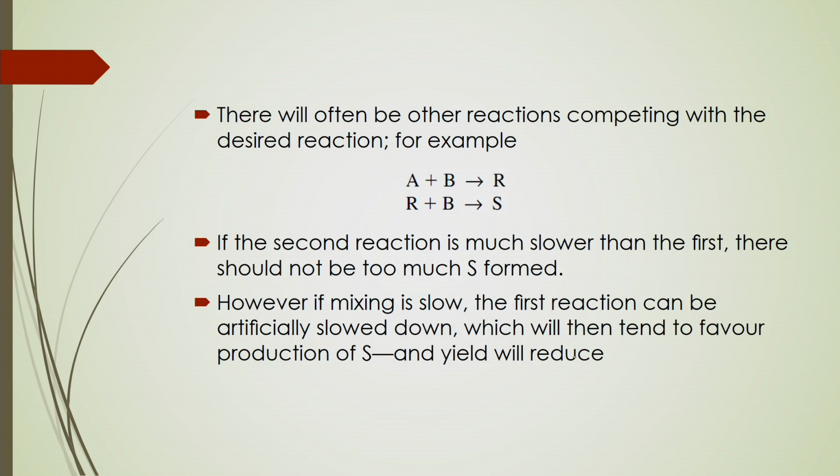There will often be other reactions competing with the desired reactions. For example, A plus B will give you R, R plus B will give you S. Now, if the second reaction in this case is much slower than the first, there should be too much S formed, and that is not advisable, or not desirable. However, if mixing is slow, in that case the first reaction can be artificially slowed down, which will then tend to favor production of S, which is here the final product, and yield will be reduced accordingly.